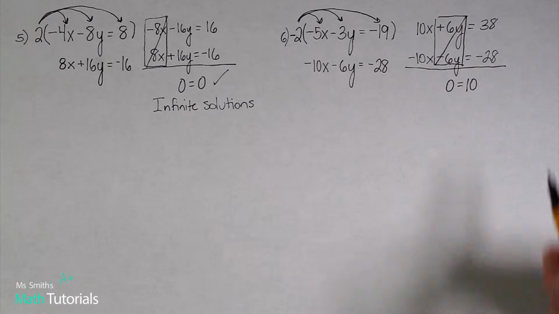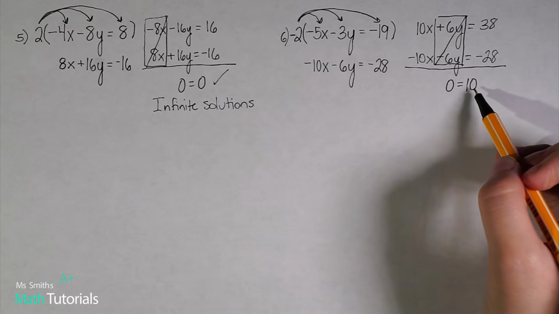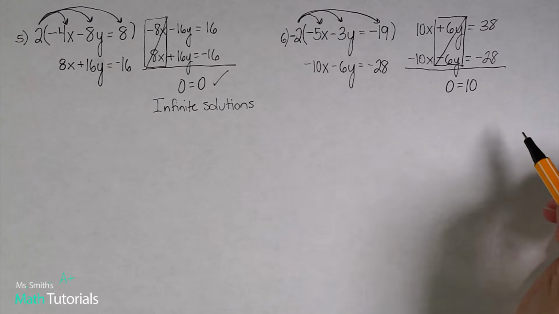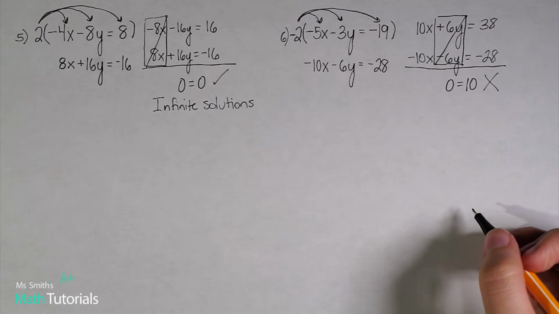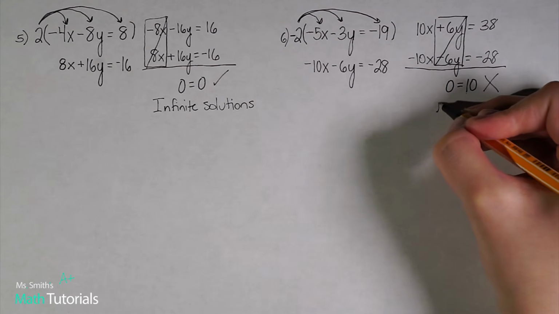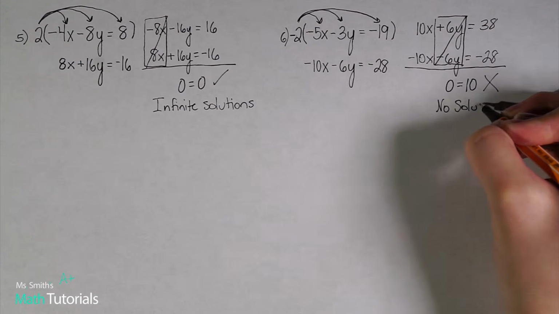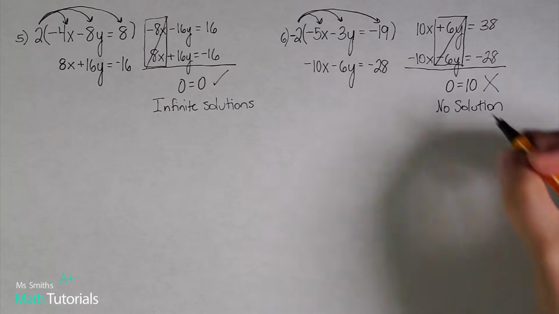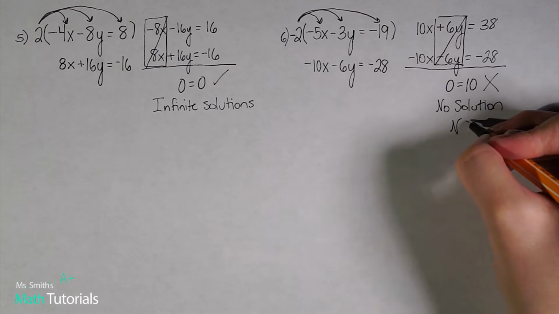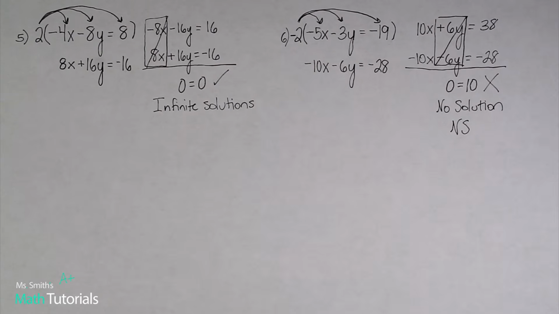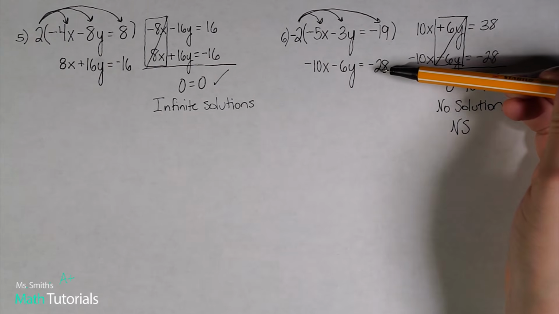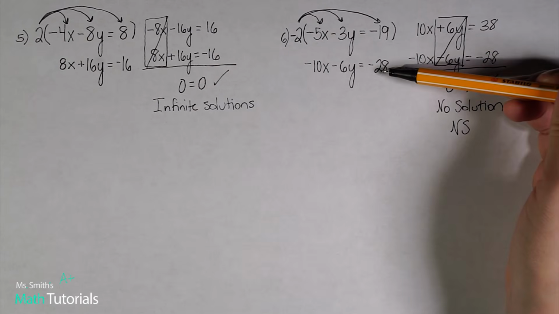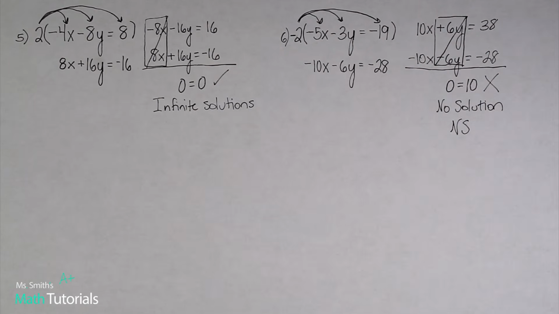So you've got to ask yourself, does 0 equal 10? Is that a true statement? It's not. That's a false statement. So therefore, this is a no solution. Or if you just want to write NS, no solution. So if I were to graph these two lines, which I could do, they would be parallel. So these two lines would never intersect with each other.